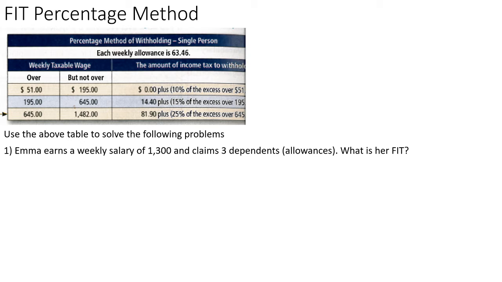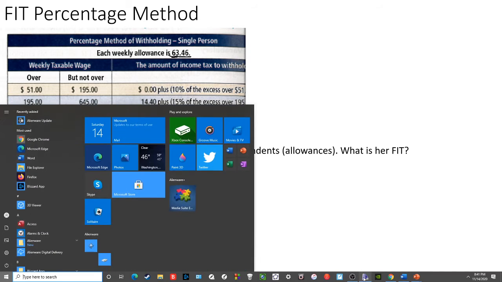So the percentage method. We have Emma here, who earns a weekly salary of 1,300 and claims 3 dependents or allowances. What is her federal income tax? It says right here that each allowance is worth 63.46. So the first thing we're going to do is take away those dependents, because a dependent or an allowance is an amount taken out of your salary that isn't taxed. So we're going to first deduct those: 1,300 minus 63.46 times 3, because there are 3 dependents. Let's figure out what that is.